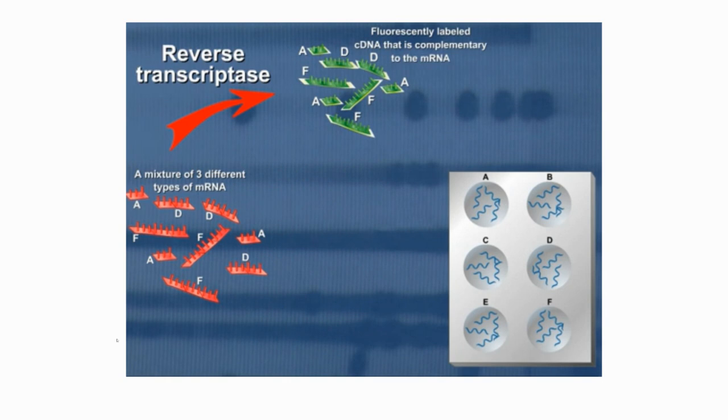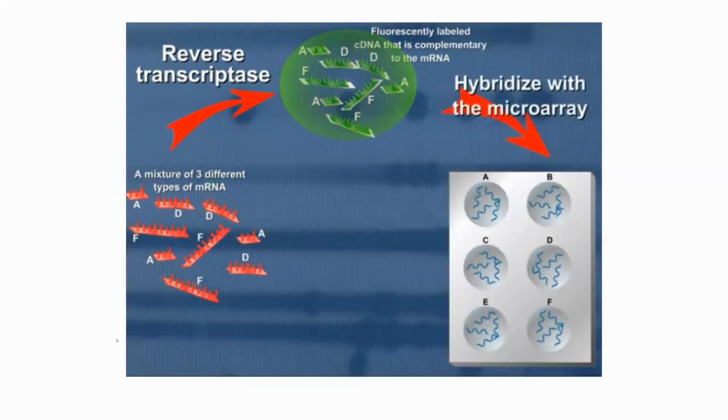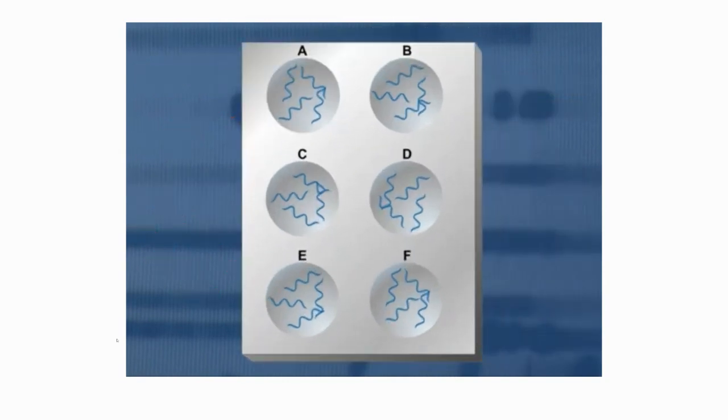Special nucleotides that have a fluorescent probe attached to them are used to make this cDNA. This probe will make the cDNA molecules fluoresce green when exposed to ultraviolet light. Once the fluorescent cDNA has been prepared, it is allowed to hybridize with the DNA samples spotted in the microarray. The cDNAs complementary to the type A mRNAs will hybridize with the DNA spot in the array that contains DNA complementary to the type A cDNA.